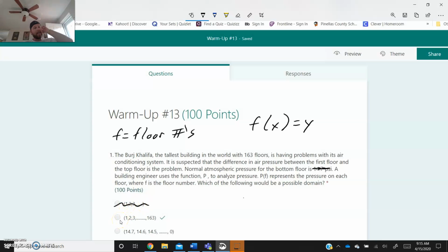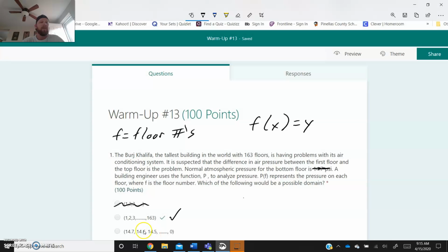The next one says first floor, second floor, third floor, and we go to a top of 163. That's going to be my right answer because it's stating my domain, which is F for floor numbers. My domain could be floor number 1, floor number 2, and all of those numbers up to 163. We don't have 1.5 floors. It's one full floor. And the last one just tried to throw you off because it talks about the psi.